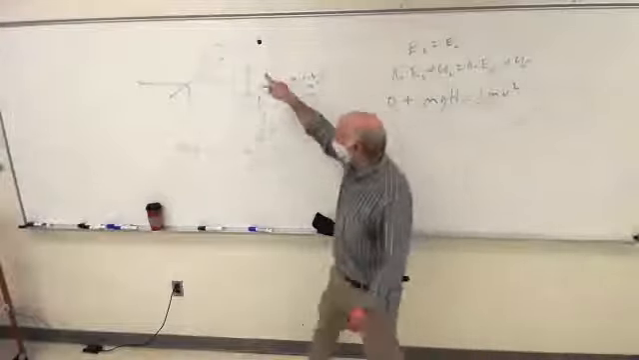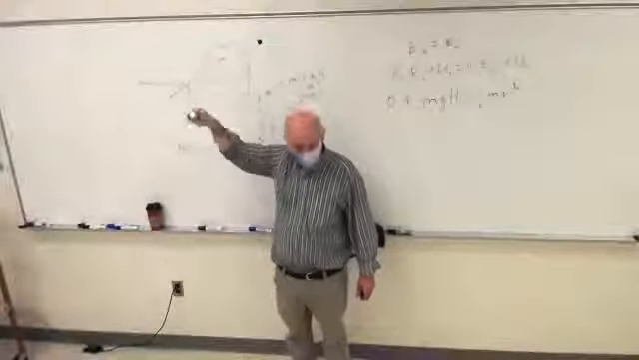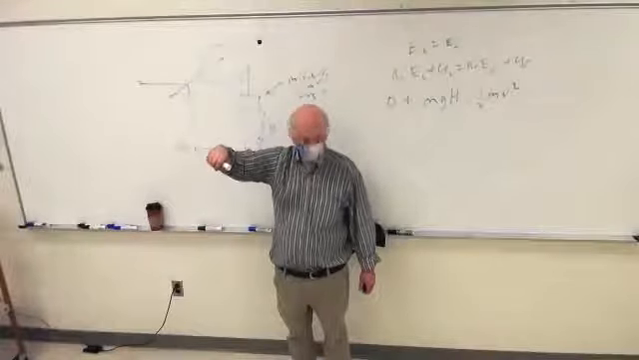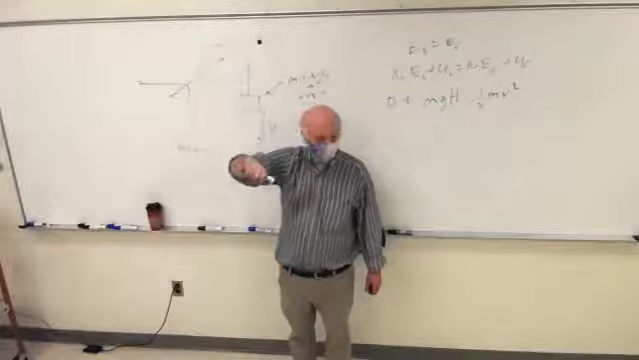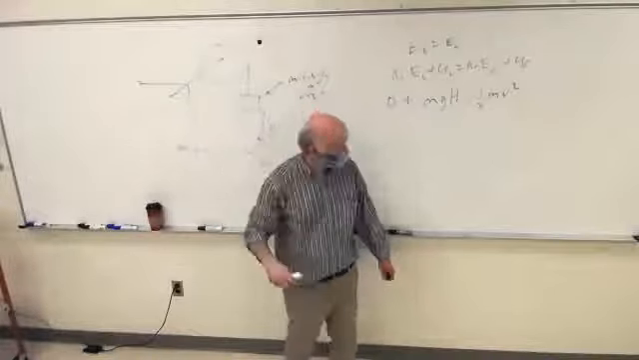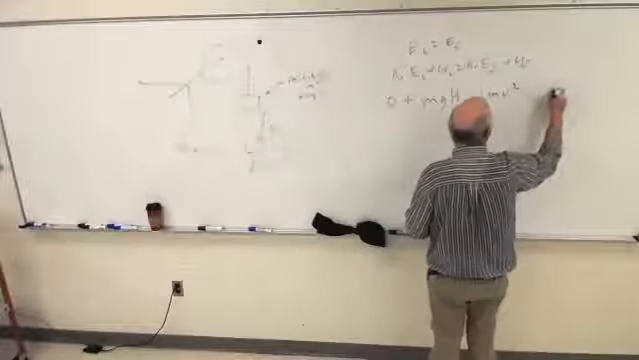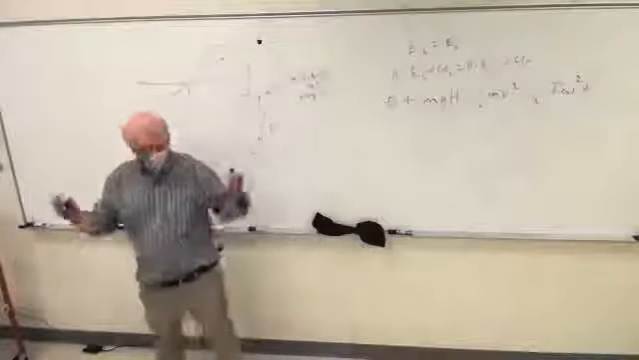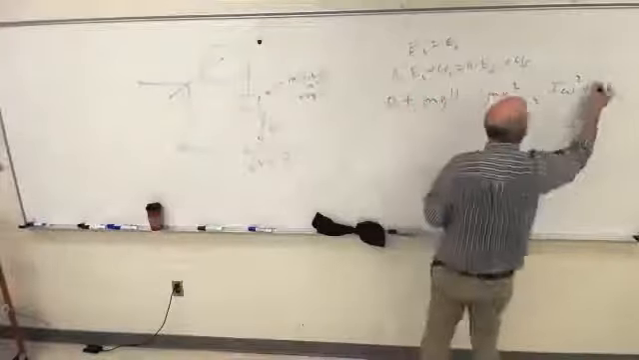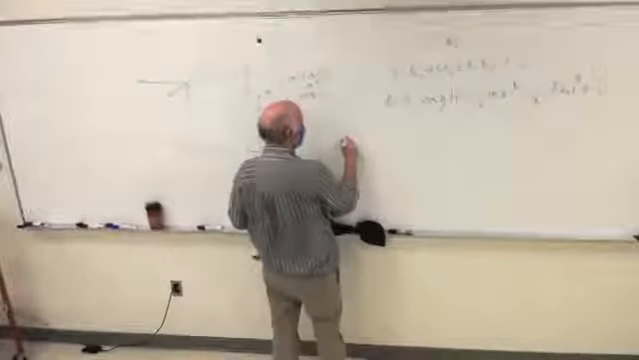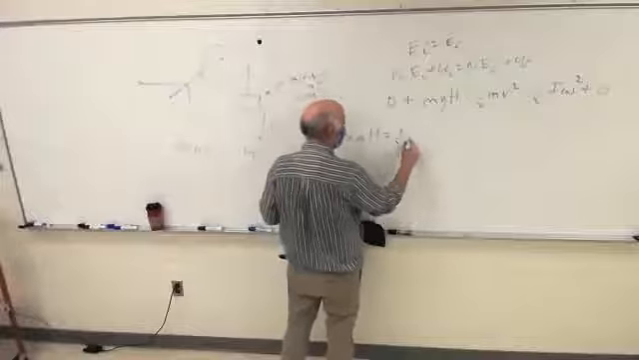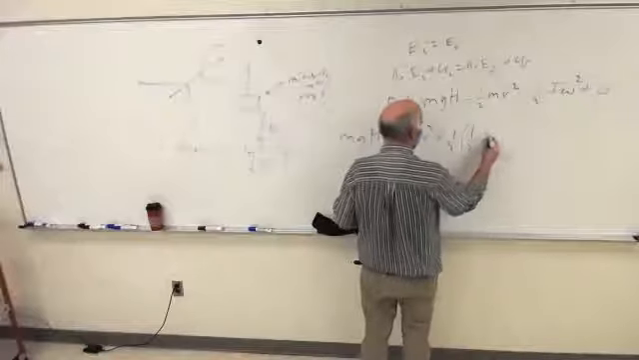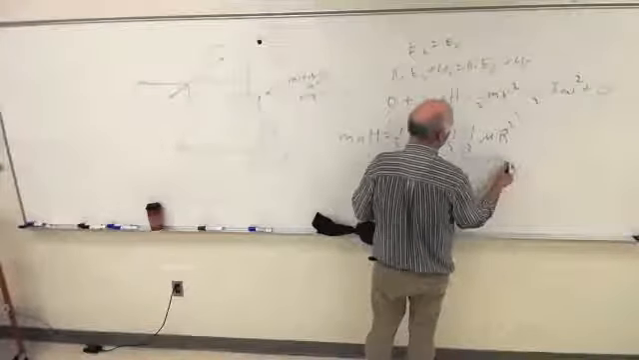The pulley itself is rotating, so it has rotational kinetic energy, which is 1/2 I omega squared. Plus, what is your final potential energy? 0. So what do we have? We have mgh equals 1/2 mv squared plus 1/2 I, where I is our 1/2 mr squared. Right, this is our I.